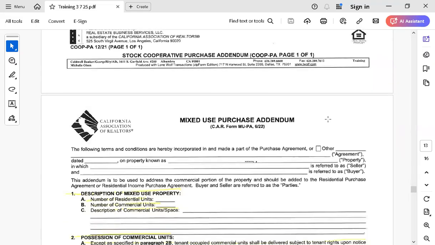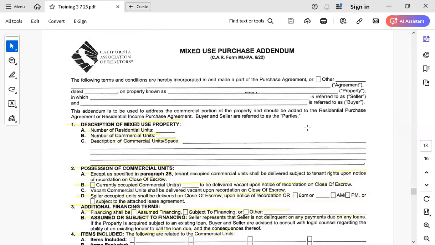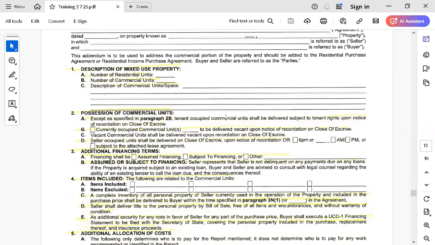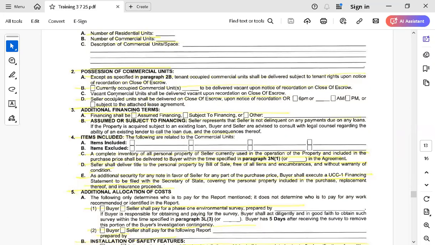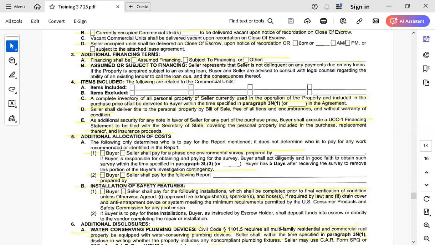So, the mixed use purchase addendum. If you're purchasing in a mixed use, you'll see some that have commercial on the bottom, right? It's pretty standard around here, condos on top. If that's the case, you're going to use the mixed use addendum. You're going to outline how many residential units, things like that. Up here, description of the mixed use property and currently occupied commercial units. Additional financing shall be assumed subject to or other items included.